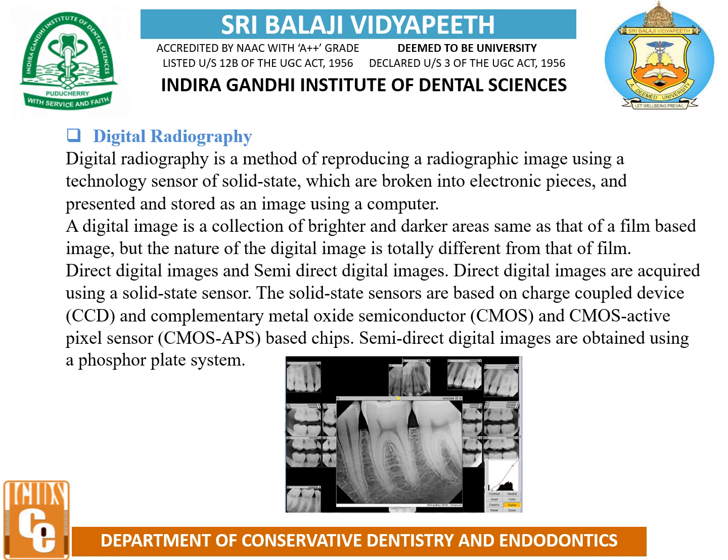Direct digital images and semi-direct digital images. Direct digital images are acquired using a solid-state sensor. The solid-state sensors are based on charge-coupled device or CCD, and complementary metal oxide semiconductors or CMOS, and CMOS active pixel sensor, that is CMOS APS based chips. Semi-direct digital imaging is obtained using a phosphor plate system.